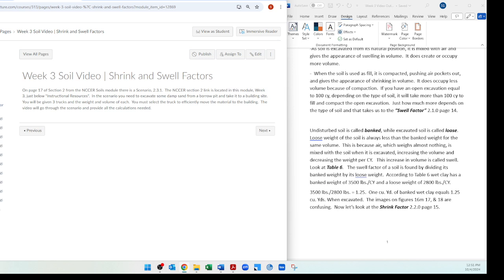In the scenario, you need to excavate some damp sand from a borrow pit and take it to a building site. You'll be given 3 trucks, and the weight and volume capacities, I forgot to put that word in there, the weight and volume capacities of each truck. Your challenge is to select the best truck that can efficiently move the material to the building site. The video I'm going to present will go through the scenario for the most part and provide all the calculations that you will need to carry out this mission.